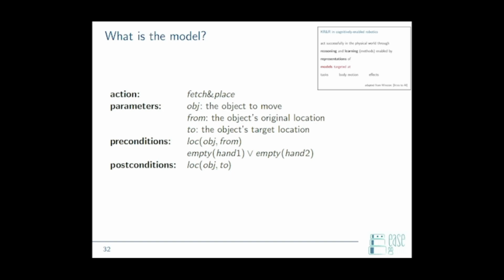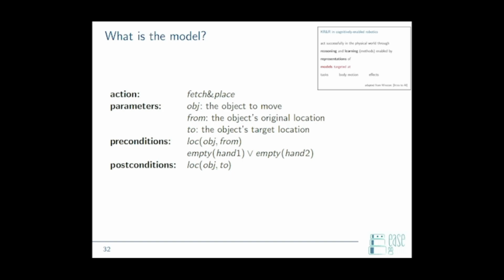So we have an action fetch and place that we have talked about before. And we typically represent it in terms of preconditions, so that the object is at the from location at the beginning of the action execution. The robot has to have an empty hand. And if the fetch and place action is successfully executed, then the location of the object is the to location and the hand is empty again.